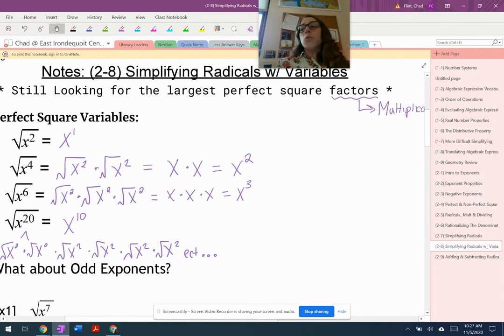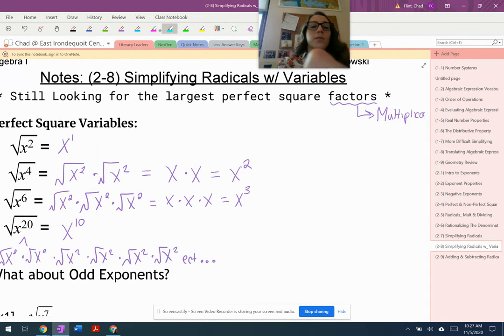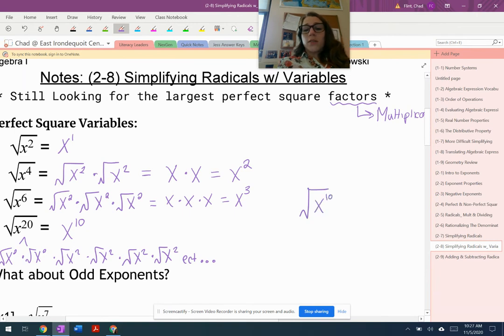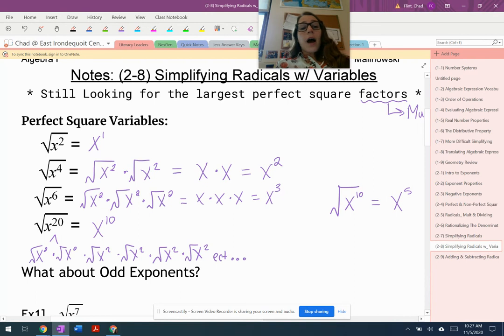If I look at one other example, the square root of x to the 10th would get you x to the 5th. You're just taking those exponents and cutting them in half when you take the square root of them. But notice our exponents in all of these, the 2, the 4, the 6, the 20, the 10, are all even.